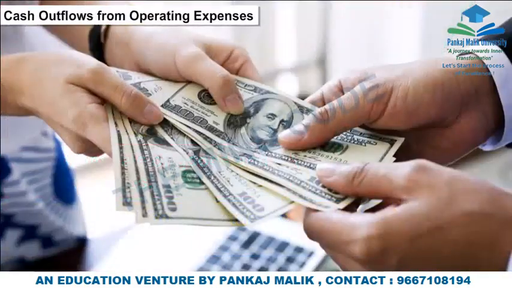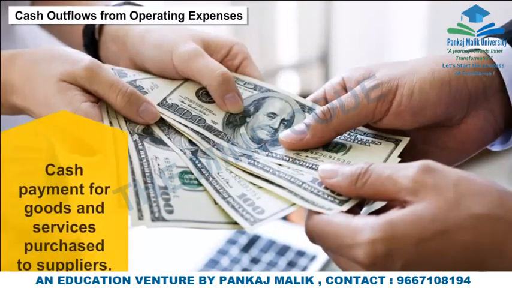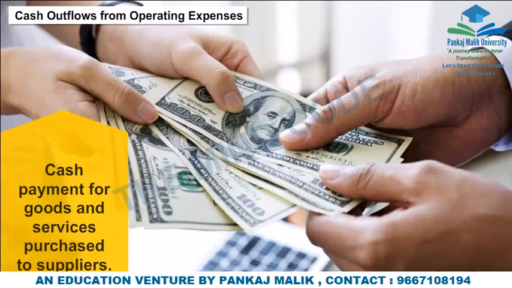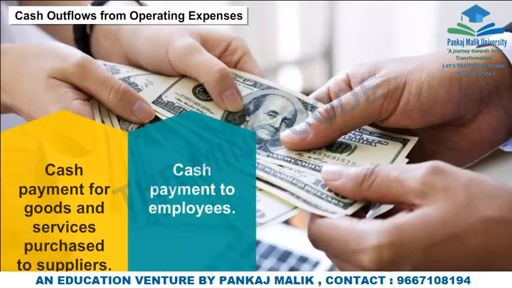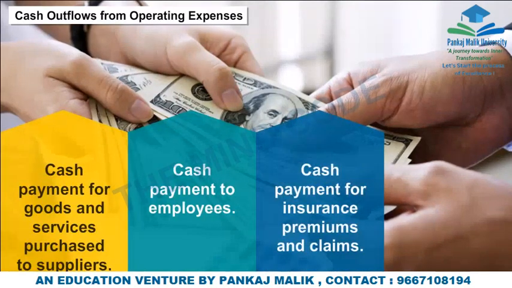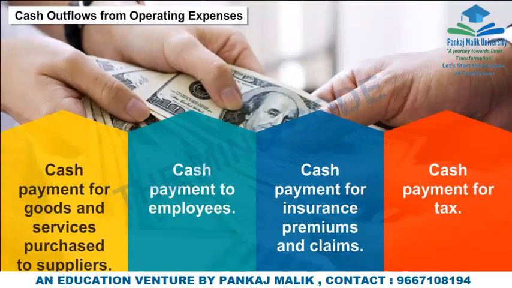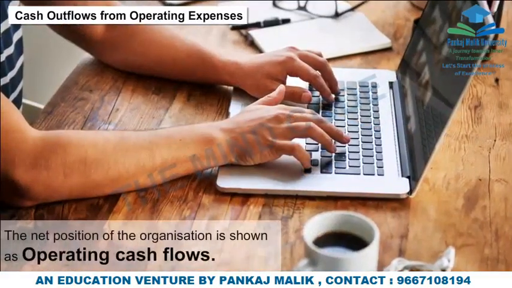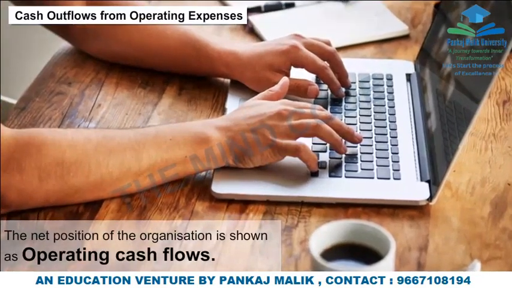Cash outflows from operating expenses. Cash payment for goods and services purchased to suppliers. Cash payment to employees. Cash payment for insurance premiums and claims. Cash payment for tax. The net position of the organization is shown as operating cash flows.